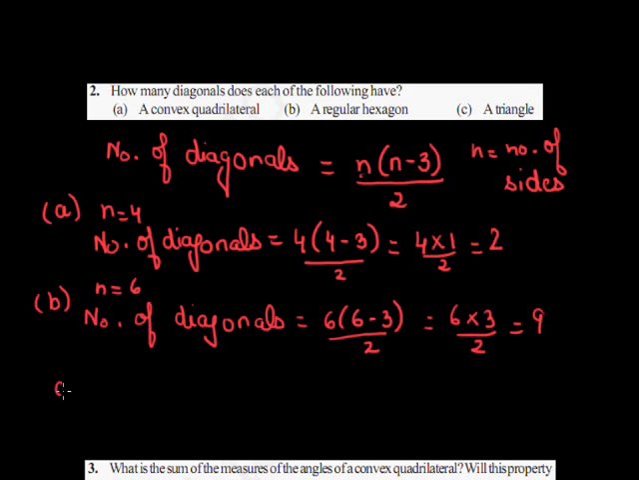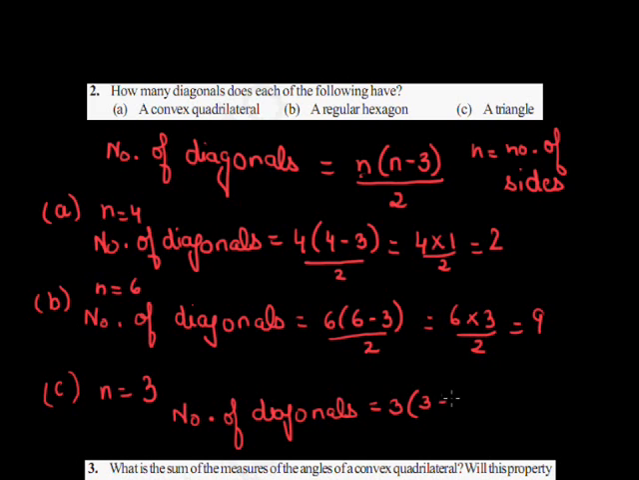Now coming to the C part, that is triangle. If we talk about the triangle, the number of sides, that is n, is equal to 3. We orally also know that the number of diagonals in a triangle is 0, that is it is having no diagonal. By the formula also we can prove it. If I put n equal to 3 in the formula, number of diagonals is equal to 3 into 3 minus 3 upon 2. So 3 minus 3 is 0. So the number of diagonals in a triangle is 0.